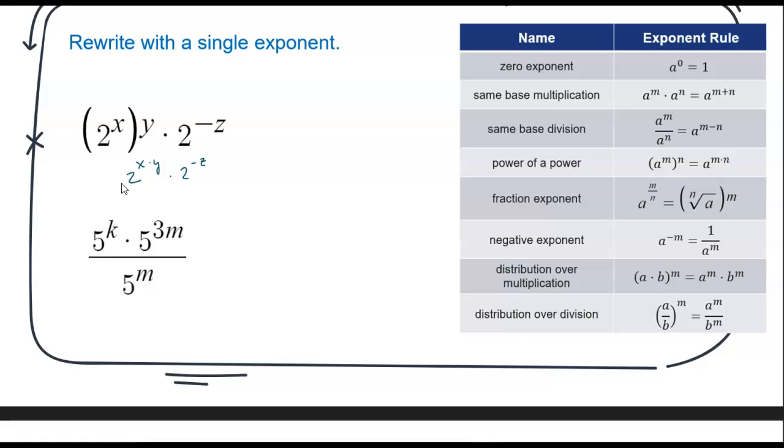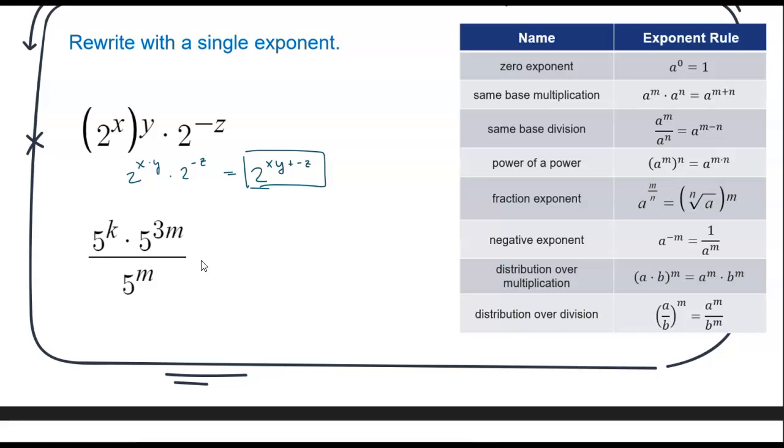Now we have the same base and we're multiplying. So that's this rule, right? Same base multiplication. We add those exponents. So I'm going to add this whole term right here, x times y. I'm going to add it to negative z. 2 is still our base. We have x times y plus negative z. And that is a single exponent. It's a complicated exponent, but it's still just a single exponent with a single base.